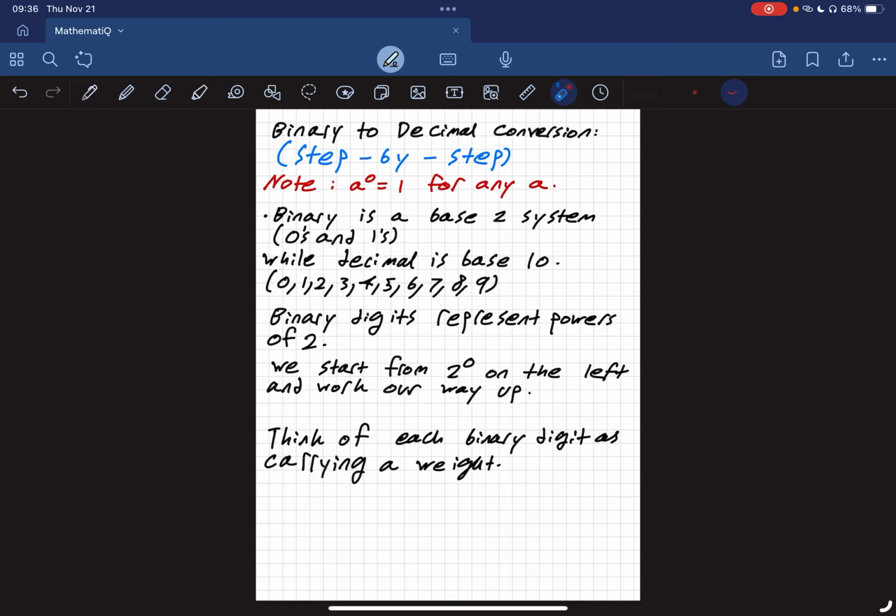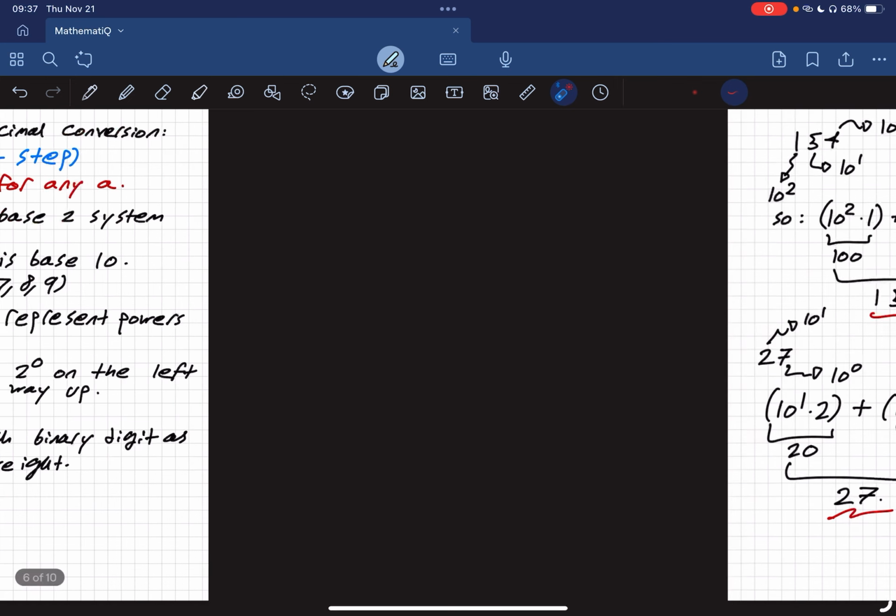Okay, so binary digits represent powers of 2, and we start from 2 to the power of 0 on the left and work our way up. This might sound confusing right now, but we're going to go into some examples where I'll explain what this means. And I want you to think of each binary digit as carrying a weight. Every single digit, every single 1 and 0, has a weight attached to it, which we will use to convert from binary to decimal.